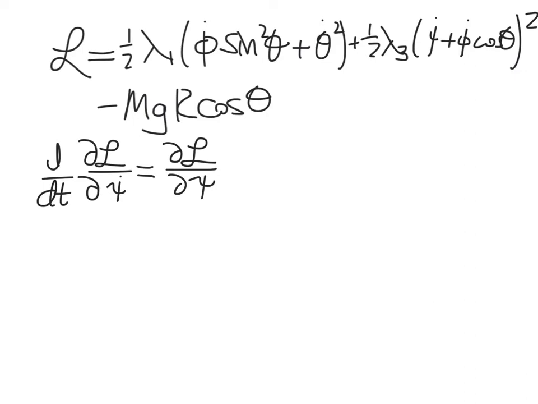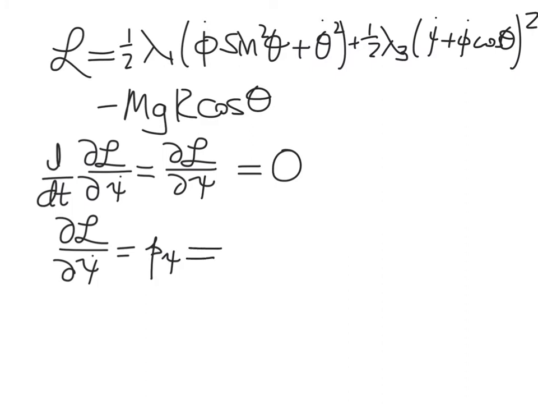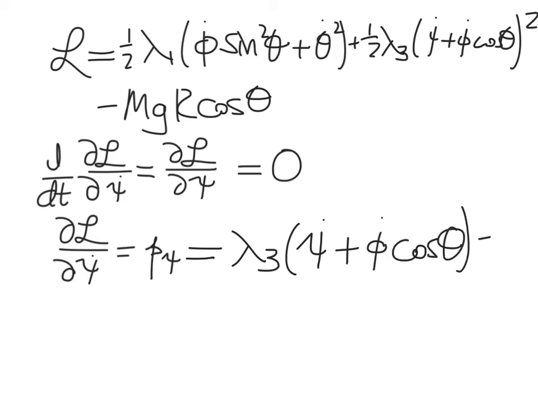And in the Lagrangian, we see there's no dependence at all on the psi coordinate. Therefore, the psi dot partial of the Lagrangian, which remember is defined as the generalized momentum for psi, is going to be a constant. And that's going to be equal to a fairly simple expression here. And that is a constant.